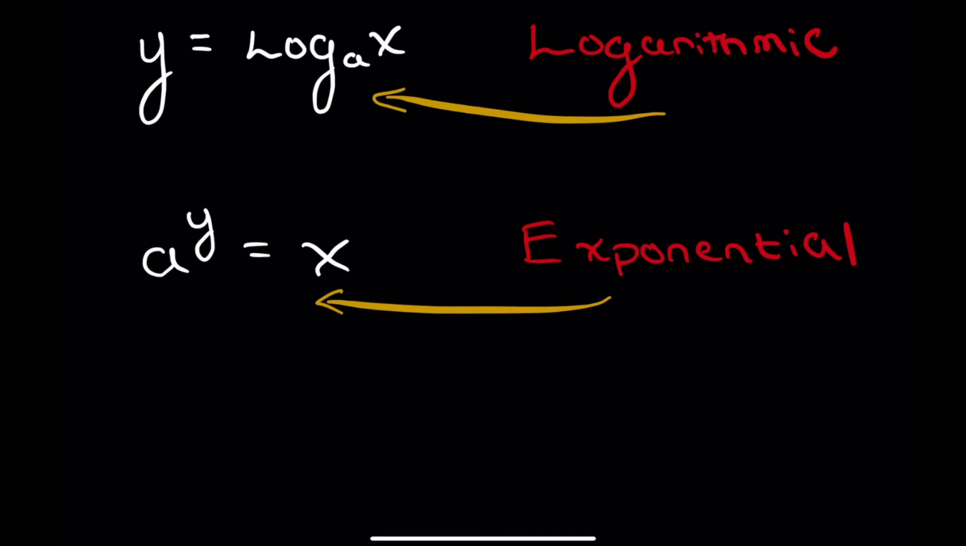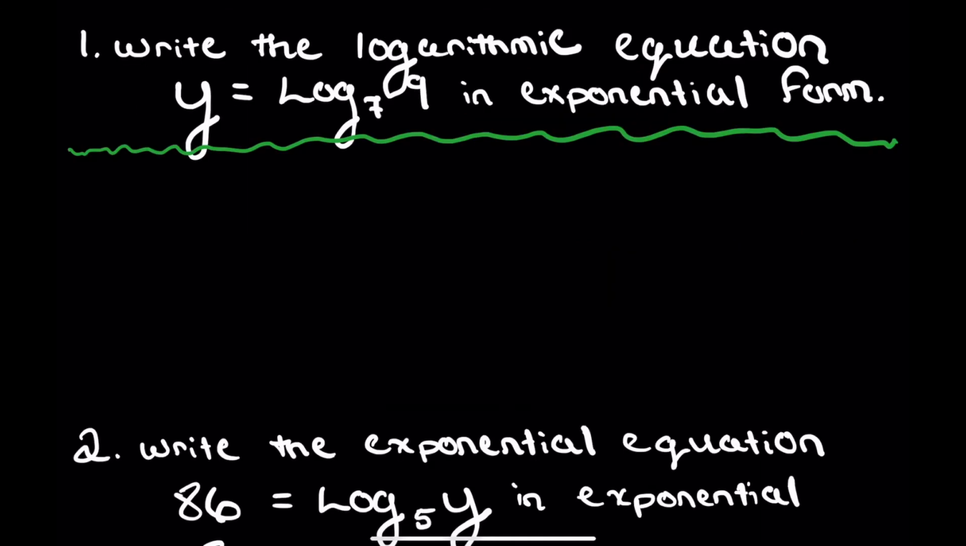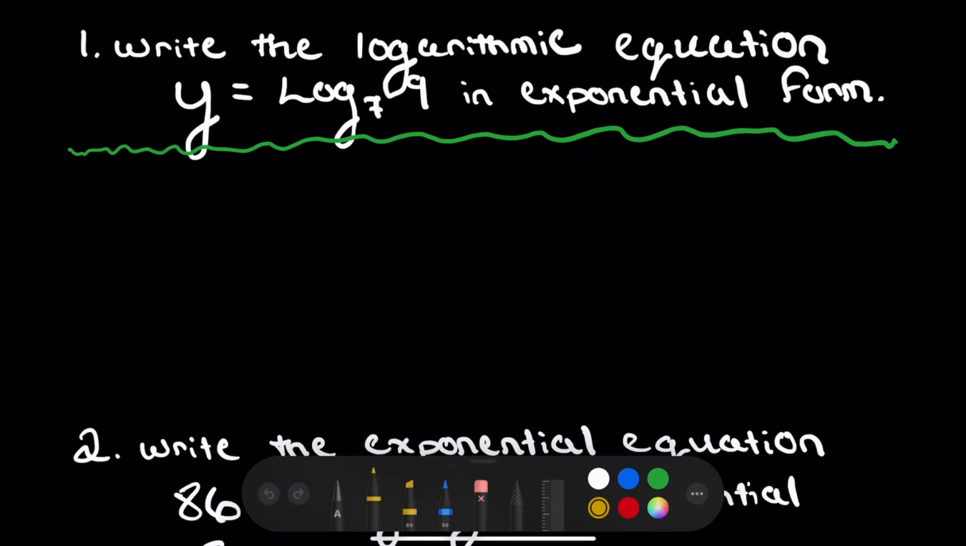So let's cover 4 examples, 2 of which will be converting from logarithmic to exponential, and then 2 of which will be exponential to logarithmic. All right, so for example 1, we're going to deal with converting a logarithmic equation into an exponential form. So we're given y equals log base 7 of 9. What we need to recognize right away is that the number 7 is going to be called our base. We can even note that right away: the 7 here is considered to be our base.